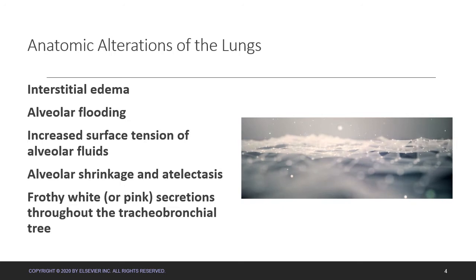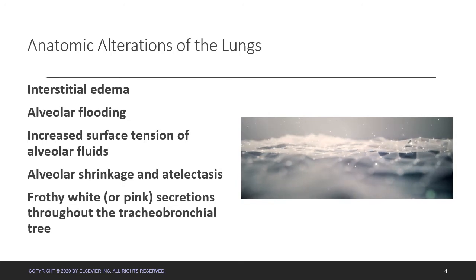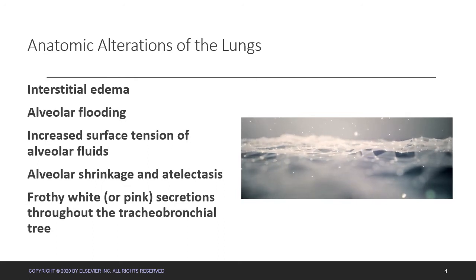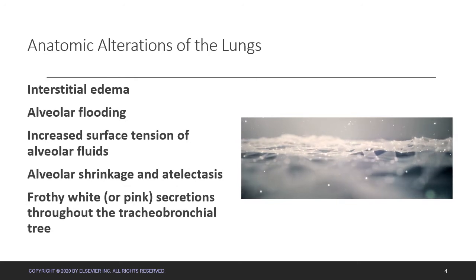Pulmonary edema produces a restrictive pulmonary disorder. The major pathologic or structural changes of the lungs associated with pulmonary edema are interstitial edema, alveolar flooding, increased surface tension of alveolar fluids, alveolar shrinkage and atelectasis, and frothy white or pink secretions throughout the tracheobronchial tree. Remember that when you have interstitial edema, there is also fluid engorgement of the paravascular and parabronchial spaces and the alveolar wall interstitium.